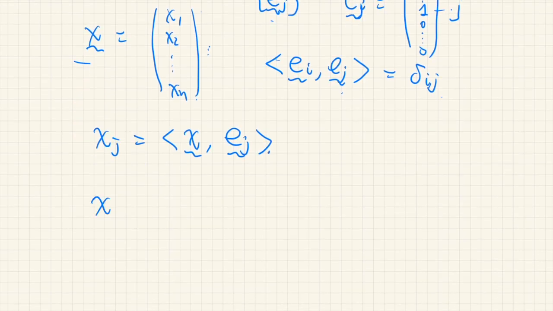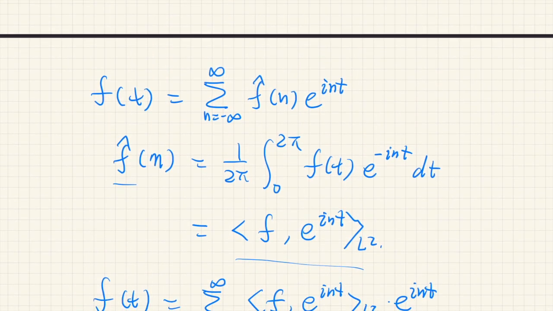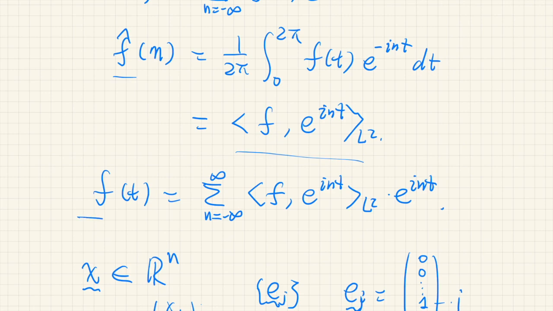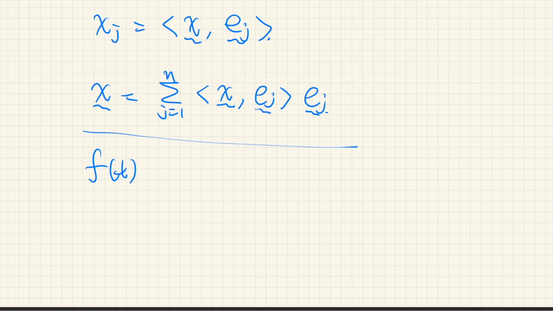So the vector x itself can be expressed as the sum, j from 1 to n, of the inner product between x and Ej, times Ej. And this is very similar to what we just had here. So let's write it side by side.